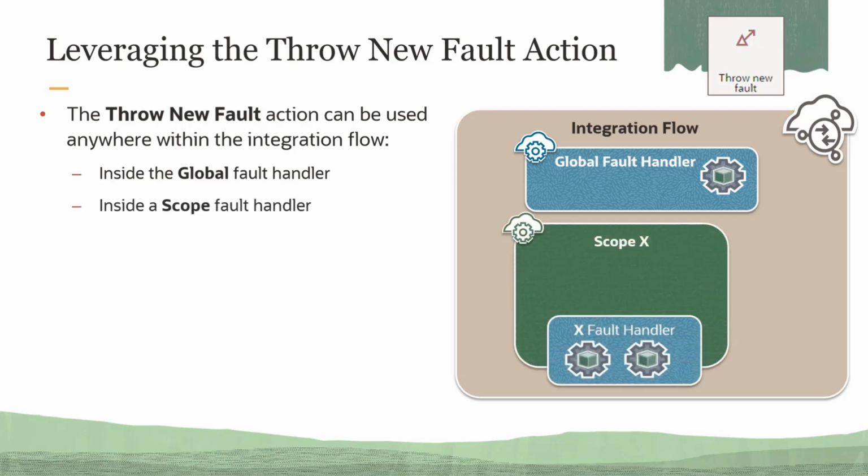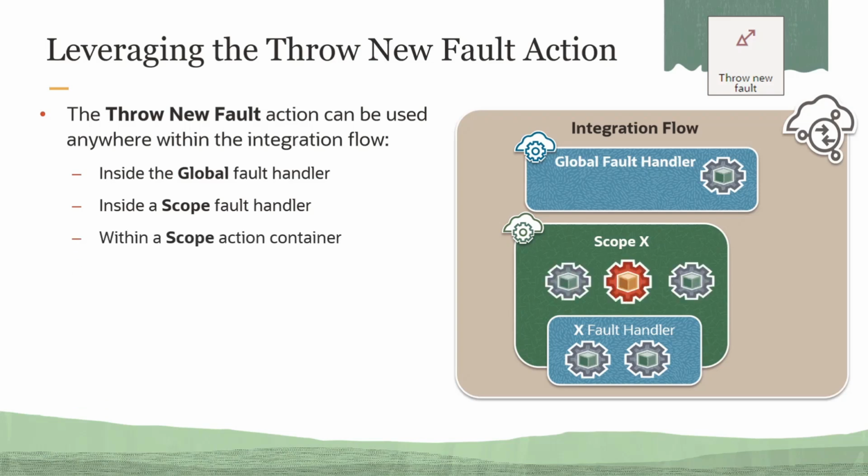If used inside an outer scope fault handler, it will be thrown up to the global fault handler, and if used within a scope container, it will go to that scope's default handler if it is implemented. Or if you put it on the main flow path that's not inside of a scope, as you would guess, it would go up to the global fault handler.